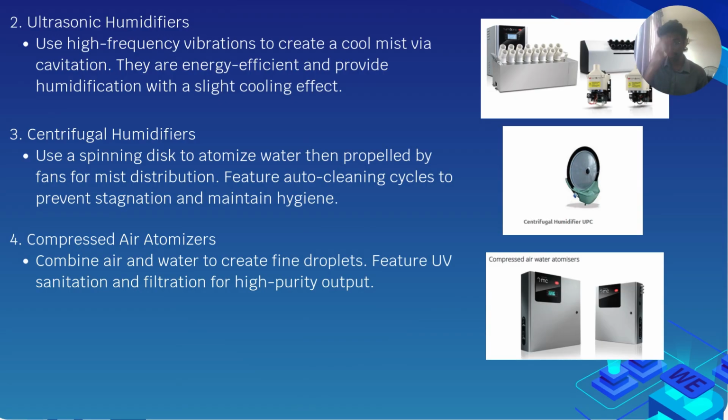Next, centrifugal humidifiers work by spinning a disk to atomize water, which is then distributed by fans. These systems often include auto-cleaning cycles, helping to prevent water stagnation and maintain hygiene. Lastly, compressed air atomizers combine air and water to produce very fine droplets with added UV sanitation and filtration. They deliver very high purity and hygienic humidification, ideal for sensitive or industrial applications.